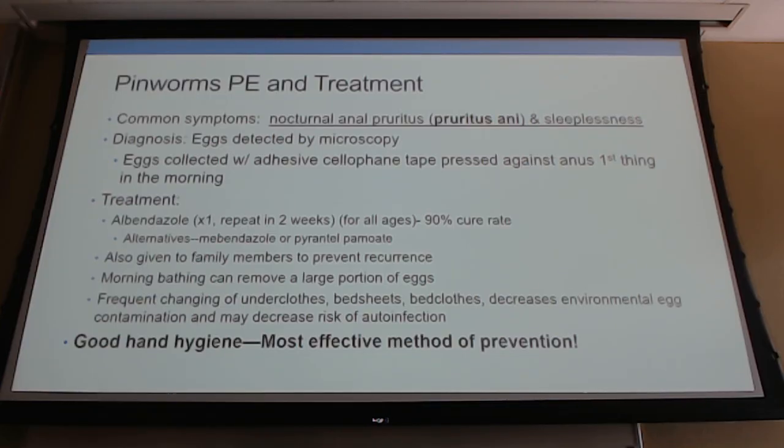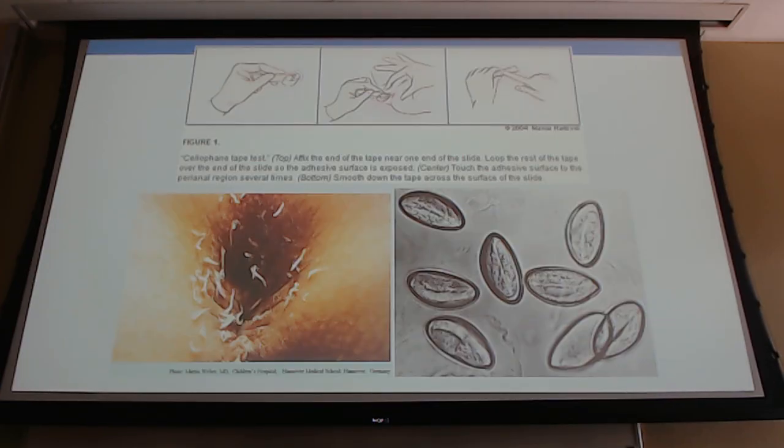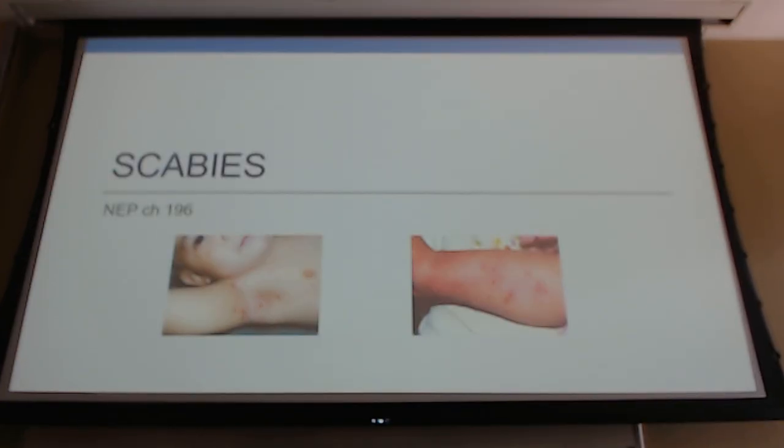So you guys got that: nocturnal anal pruritus, albendazole, mebendazole, pyrantel pamoate. Yep. Wash everything, all of it. Wash it all in very hot water. You guys got the Scotch tape test. Look at that, that wasn't that bad.